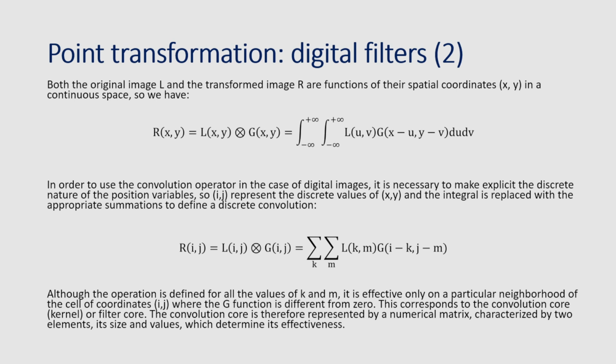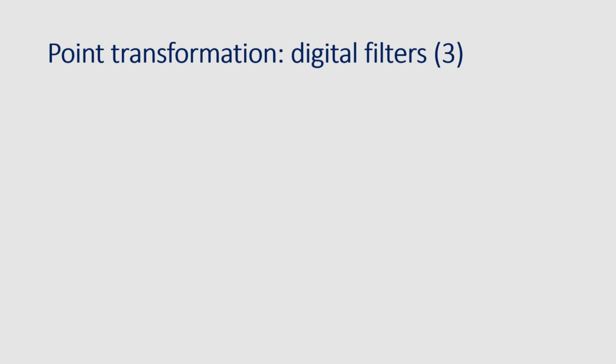Although the operation is defined for all the values of k and m, it is effective only on a particular neighborhood of the cell of coordinates i, j, where the g function is different from 0. This corresponds to the convolution core, kernel, or filter core. The convolution core is therefore represented by a numerical matrix, characterized by two elements, its size and values, which determine its effectiveness.